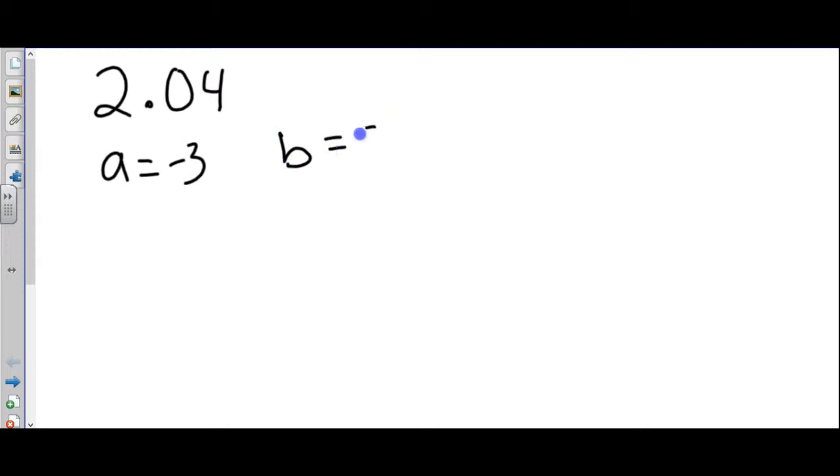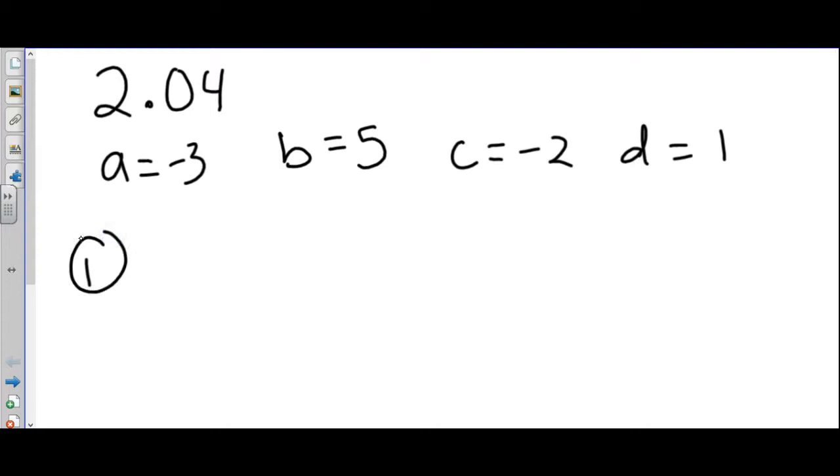This video will be about section 204, evaluating expressions and absolute value. So let's say we know a equals -3, b equals 5, c equals -2, and d equals 1. And we are given an expression that we want to plug in those numbers for. For example, 3 times the absolute value of a plus b.